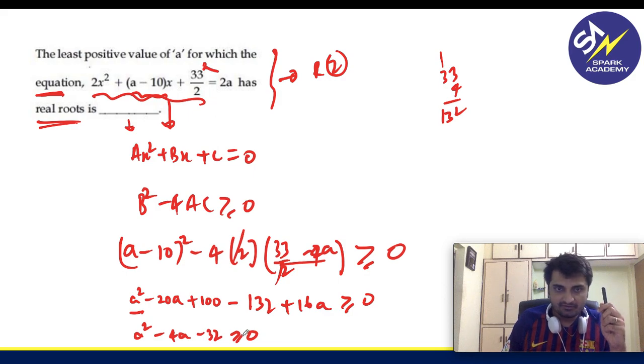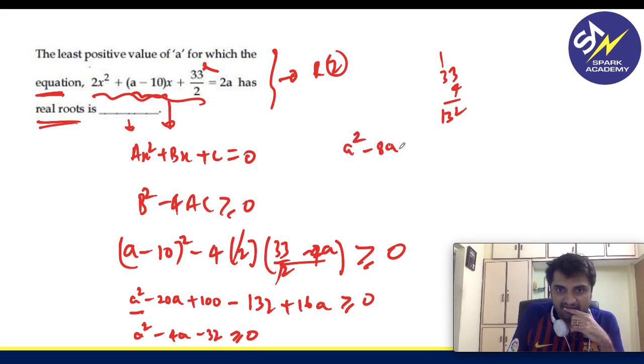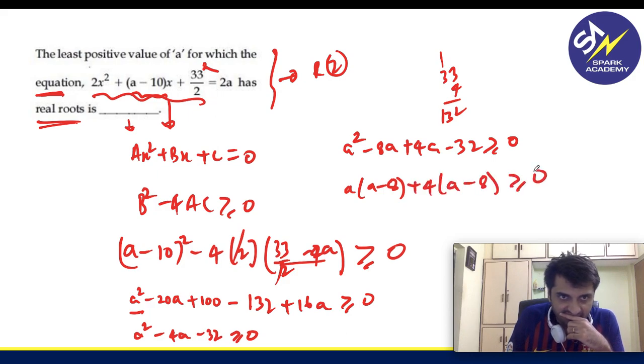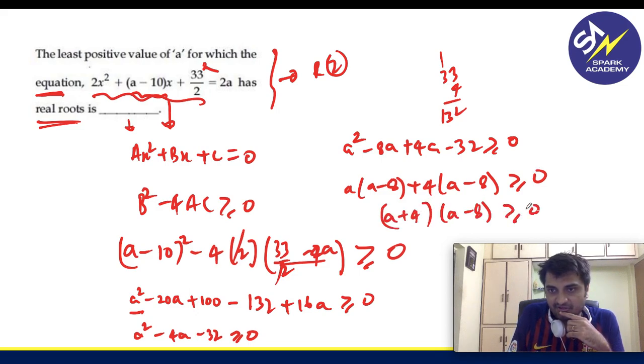Now you can just simplify this. So 8 4s are 32. I can write a square minus 8a plus 4a minus 32 greater than or equal to 0. A into a minus 8 plus 4 into a minus 8 is greater than or equal to 0. So a plus 4 into a minus 8 is greater than or equal to 0.